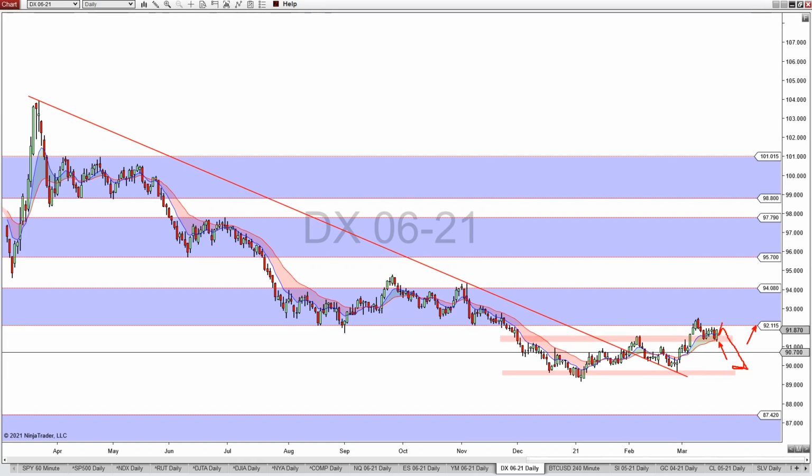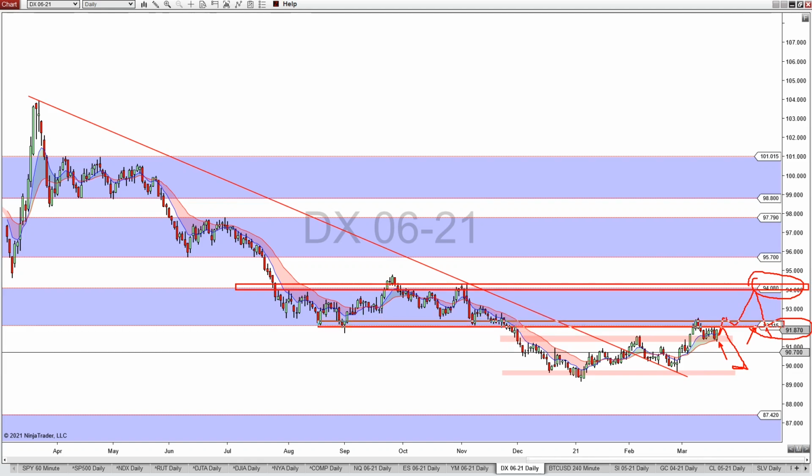And if it could make it up into this 92 zone, above the 92, I'd still be watching to see would it be able to get back above the 94, because I could see it get rejected up there and push back down. Quite an amount of resistance up here, and also down here as well. So those are the two major resistance levels that I'd be keeping an eye out on. So will it be able to get above the 92? And if we get above 92, can it get above 94?